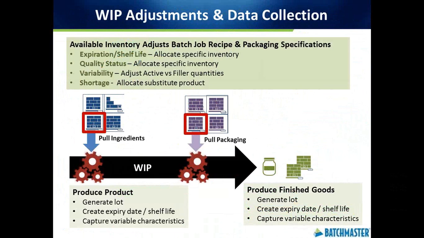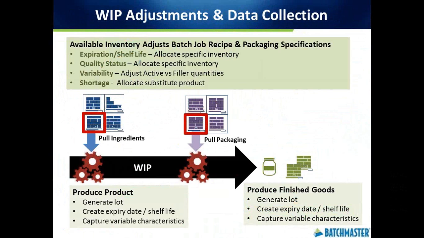And once you're into production, it's important to look at any type of WIP adjustments and the data collection that's being performed. And your available inventory during inventory allocation definitely can adjust your batch job recipe and packaging specifications. So your system needs to look at that and dynamically adjust those.